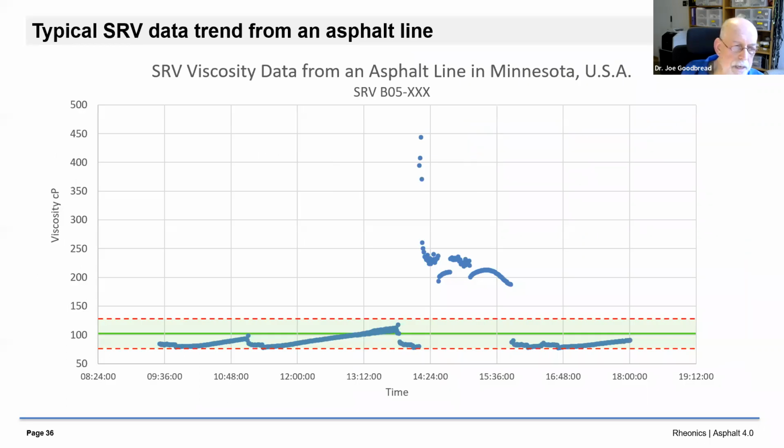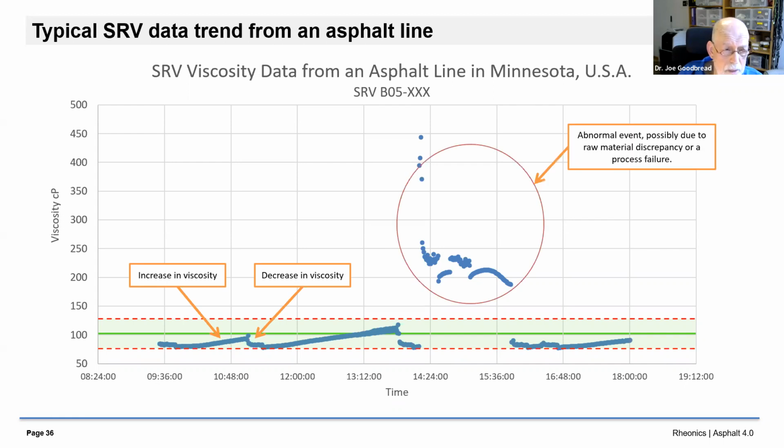Here's a sample of some actual data from an asphalt line. The total time span here is about 9 hours. For the first 5 hours, the viscosity varies between 75 and 105 centipoise, a unit that's commonly used for less viscous fluids. At 2:30 p.m., there's a sudden increase in viscosity to over 200 centipoise. The disturbance lasts for about an hour before the material returns to its normal value.